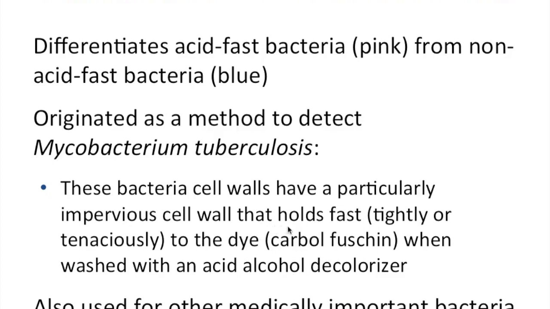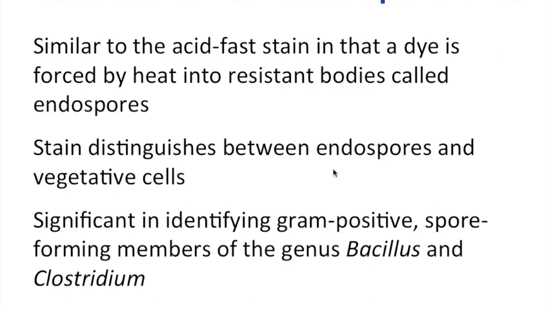When we use this stain, we will use acid alcohol to decolorize. Since these bacteria's cell walls contain waxes, the waxes can hold the dyes in the cells, so the cells still have the color, compared to the other cells. This acid-fast staining is also important to identify fungi and protozoa.